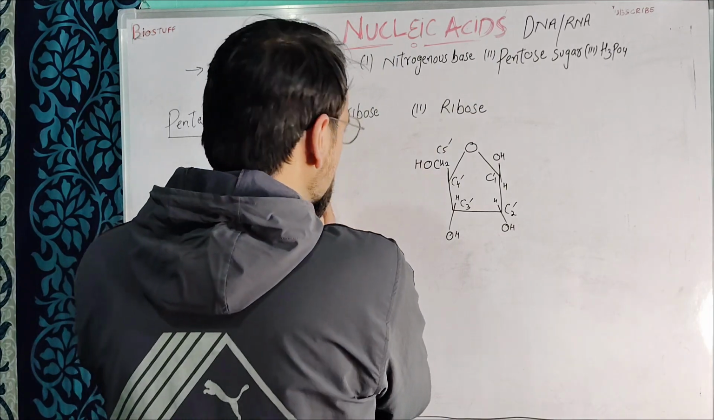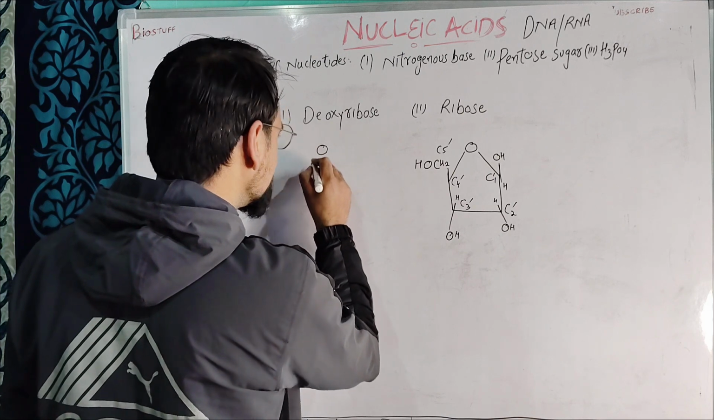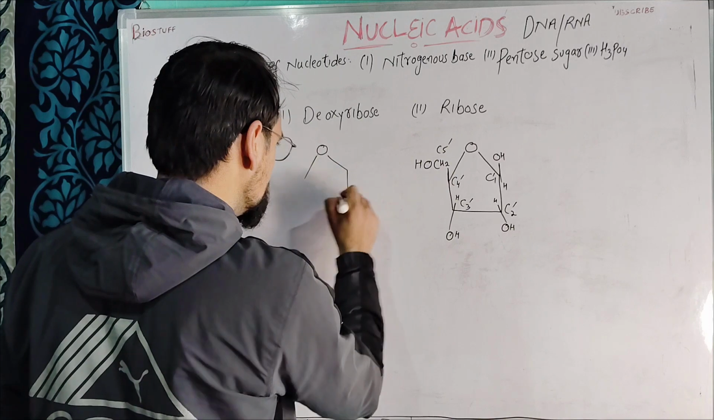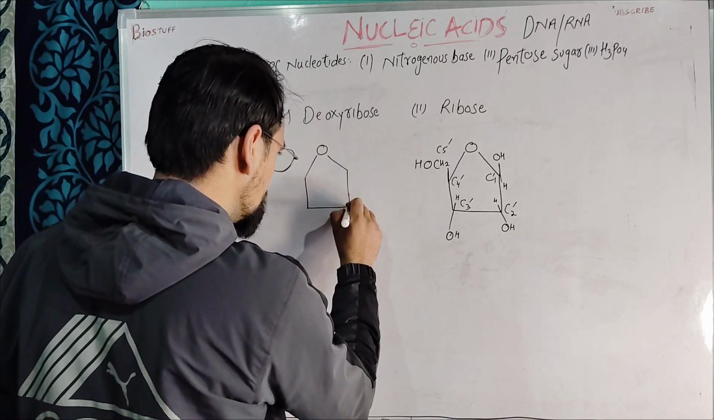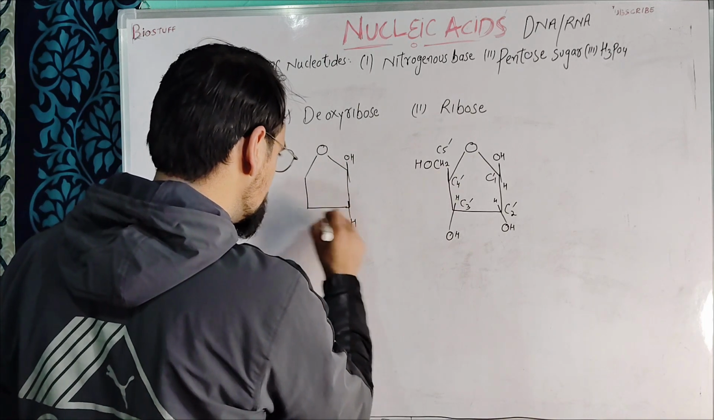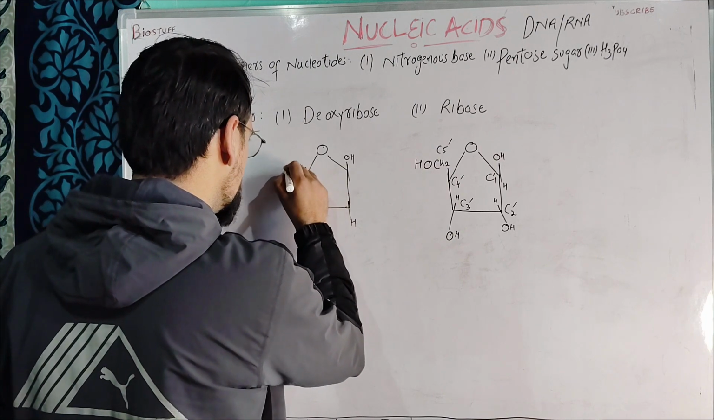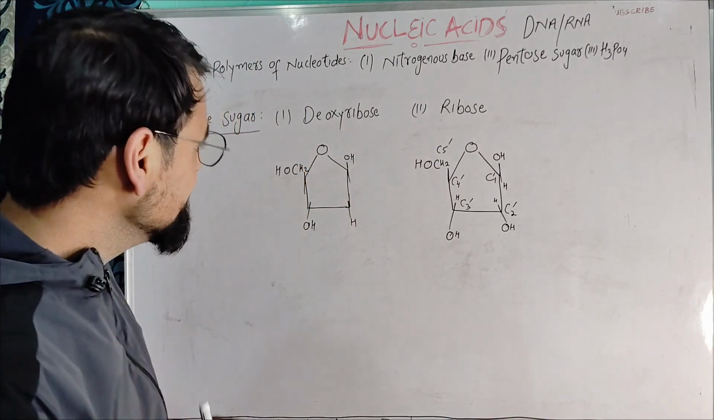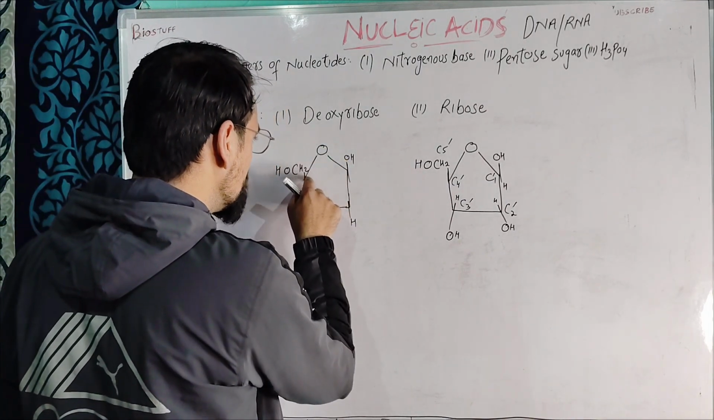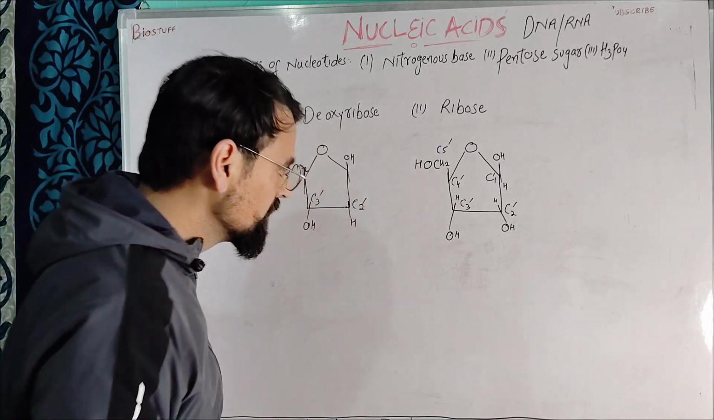Now, what is the difference in the deoxyribose? We'll try to draw the deoxyribose. There is not a big difference, a little minute difference, but it has a huge importance. So this is OH, this is H, this is OH, this is CH2OH. Similarly, carbon 1 prime, C2 prime, C3 prime, C4 prime, and C5 prime.